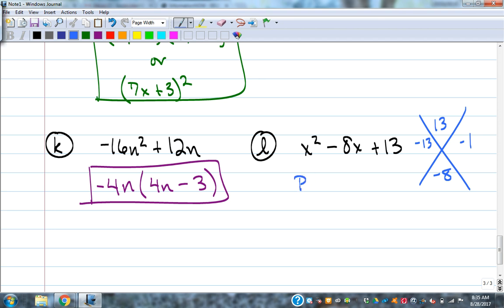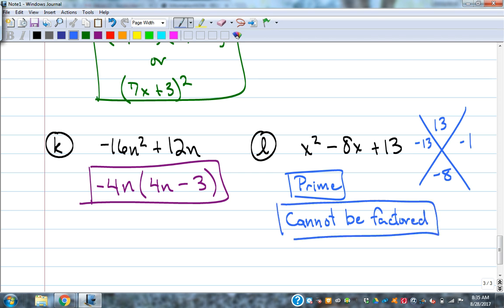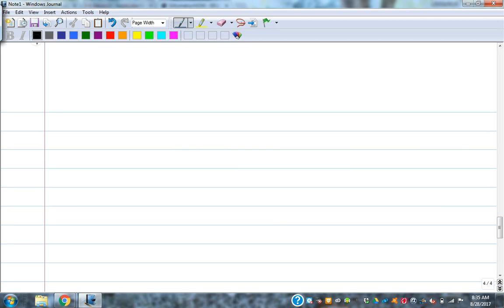So this is what's called prime, or you might see cannot be factored. Those are not going to happen much in today's practice, but important to know that exists, especially as we progress through the rest of the chapter. If you exhaust all the factors of the top number and none of them add to be the bottom number, then it's considered prime, or you say it cannot be factored. That's the same thing.